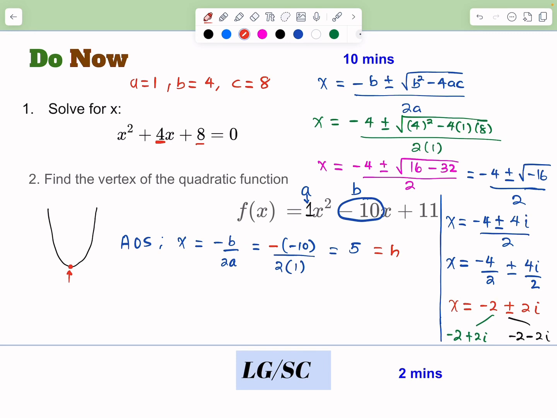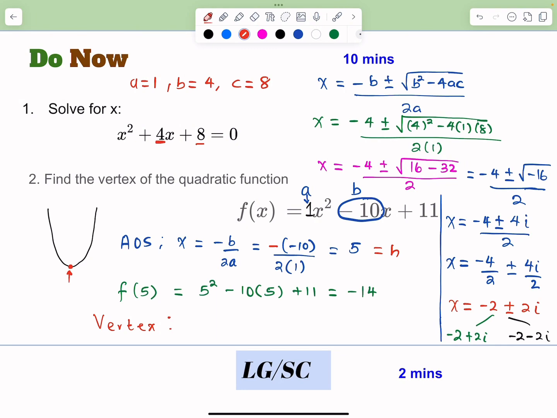Now, how do I get the corresponding value for that 5? All I have to do now is find f of 5. So I go to the original function and substitute x equals 5. So I have 5 squared minus 10 times 5 plus 11. If you do the math real quick on this one, you're going to get f of 5 to be negative 14.